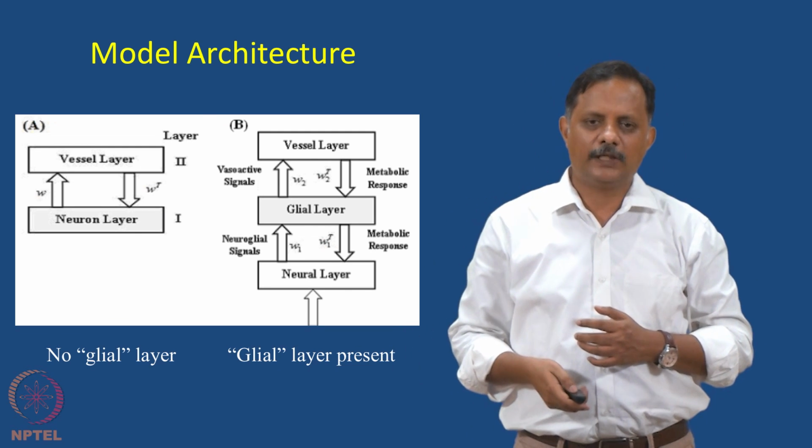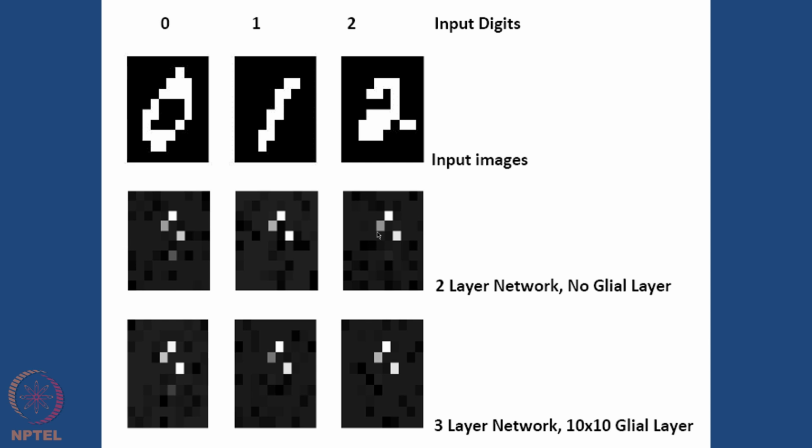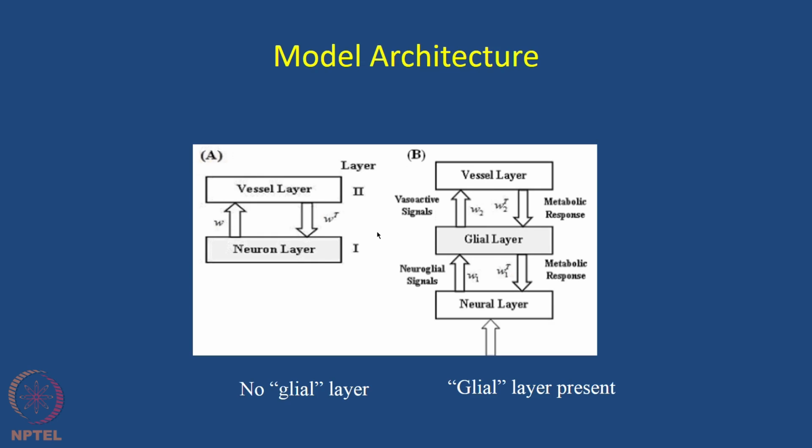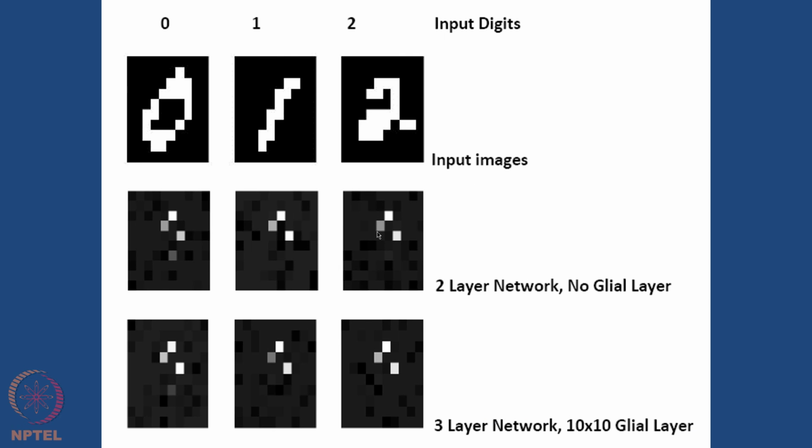We trained these two networks to store some simple patterns. In this case, small, simple images of handwritten numbers. Here three examples are shown: 0, 1, and 2. The row of images at the top are the inputs that are presented to the input layer of these two architectures that you've seen on the previous slides, and the rows of images shown below, that is the middle and the bottom rows, are the energy feedback patterns that the neural layer receives from the glial layer.